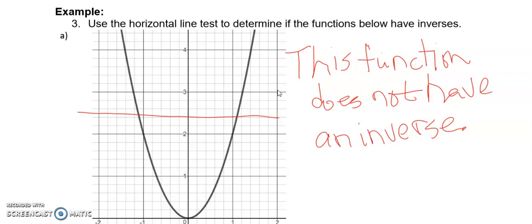So this is on page 24 of your notes. We looked at example 3a previously, and we saw that this parabola, which is a function, of course, because it passes the vertical line test, unfortunately does not have an inverse because it fails the horizontal line test. All right.